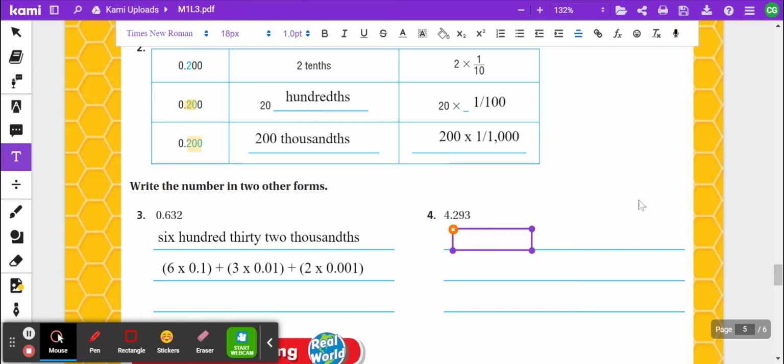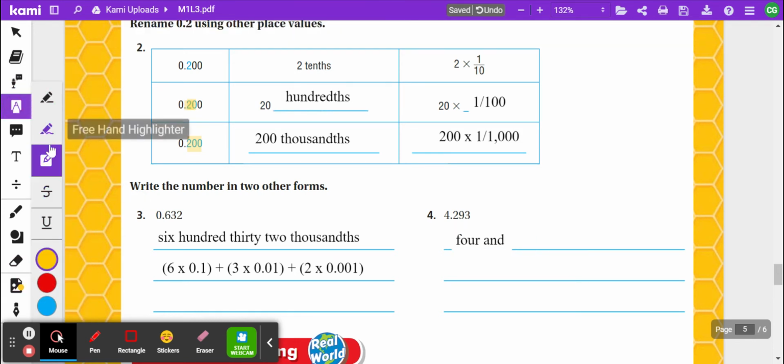So I'm going to do this one in written form. So I have 4, and I'm going to say that whole number. So I'm going to highlight because this is the whole number that I'm going to be saying.